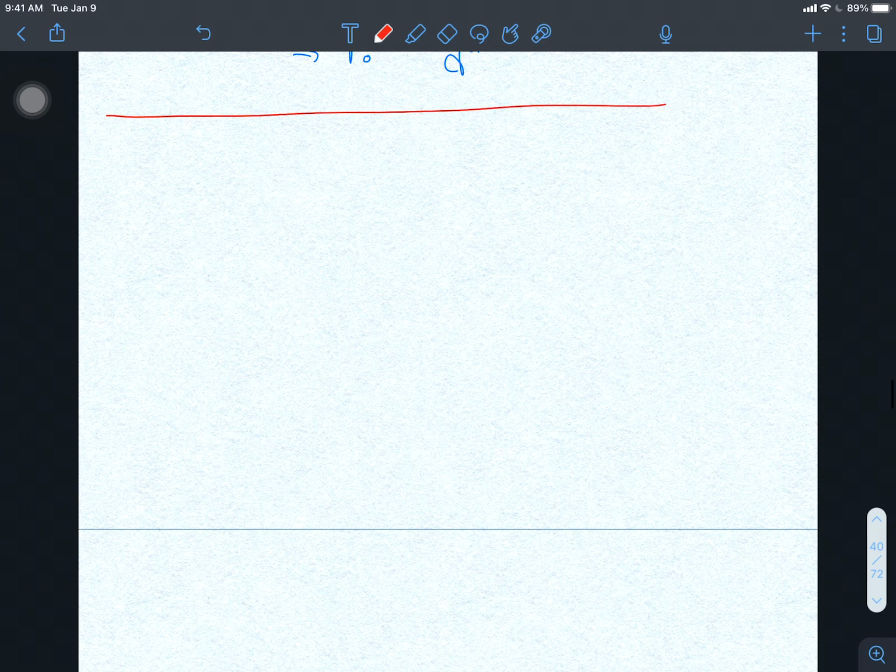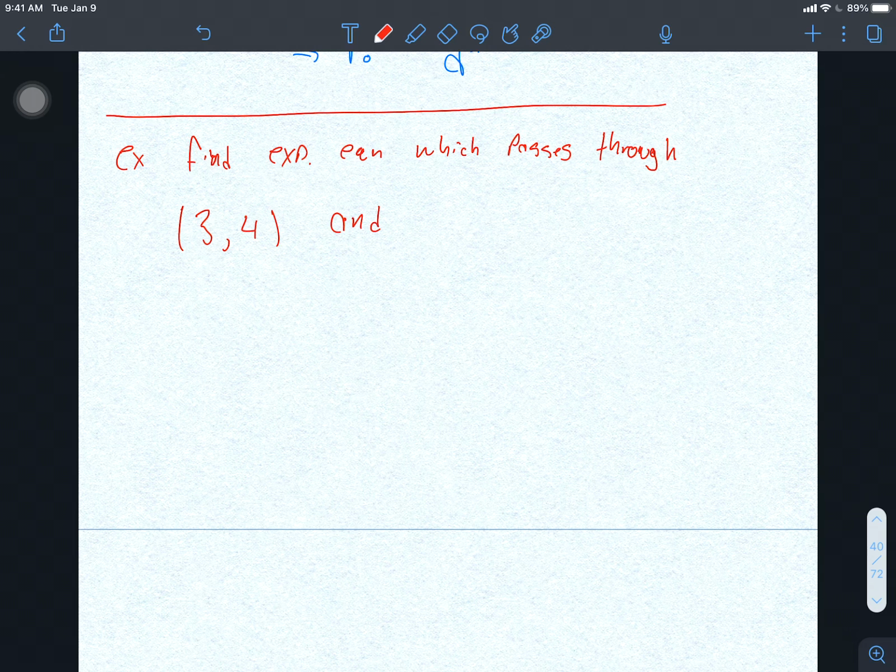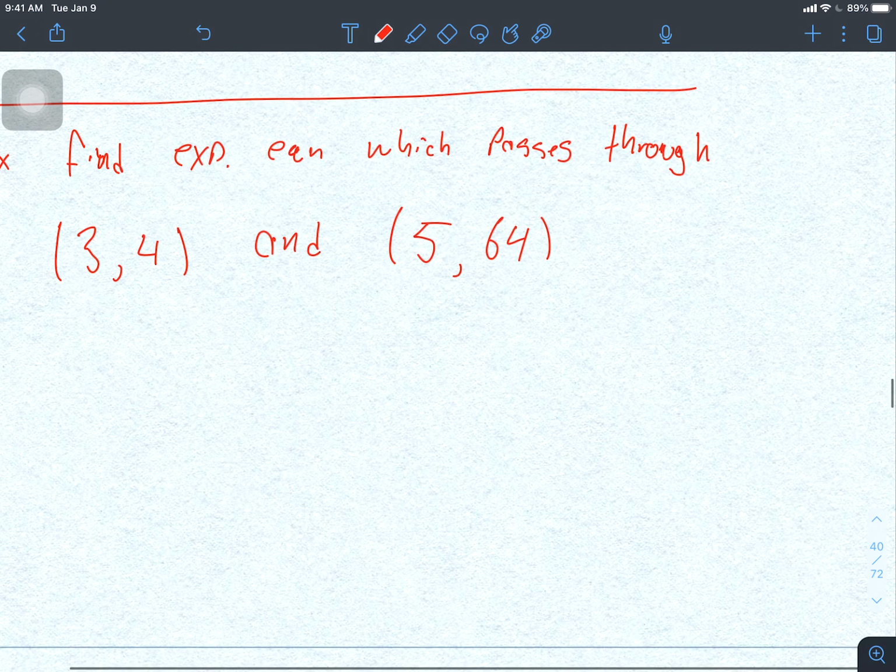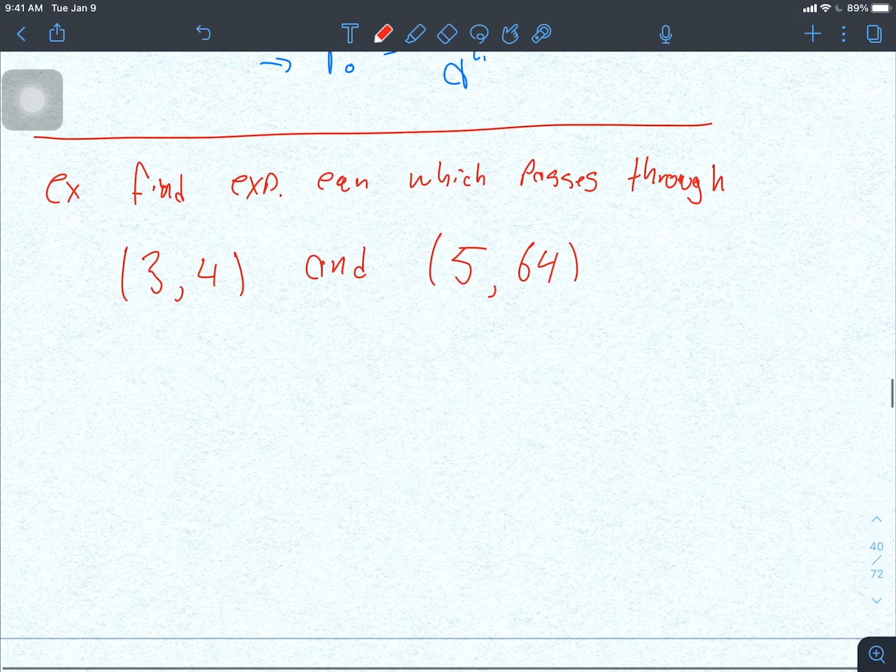So the example is: find the exponential equation which passes through the points (3, 4) and (5, 64). I think that's the one, yeah. Okay.